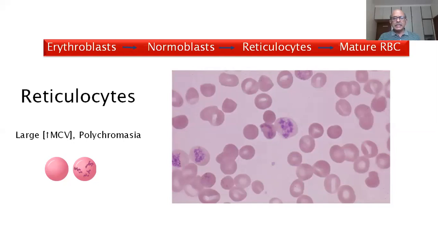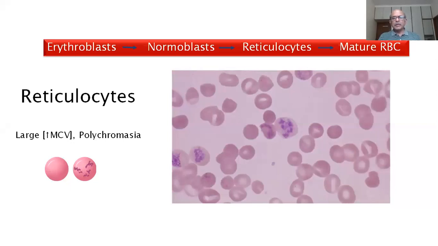Now, if you look at the maturation of RBCs, you have erythroblasts, normoblasts, then you have reticulocytes, and then you have mature RBCs. Erythroblasts and normoblasts have nuclei. When it comes to reticulocytes, these RBCs are devoid of nuclei, and RBCs, all of us know, have no nucleus. These reticulocytes, though devoid of nuclei, still have RNA in the cytoplasm. This RNA stains blue. That is why you get polychromasia. Reticulocytes, because they are younger RBCs, are larger in size.